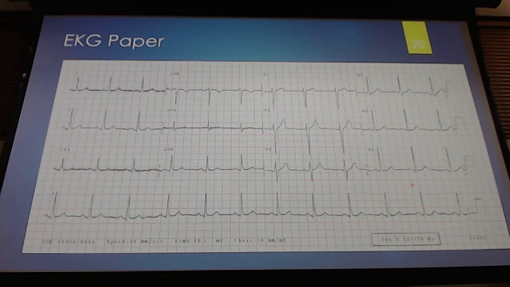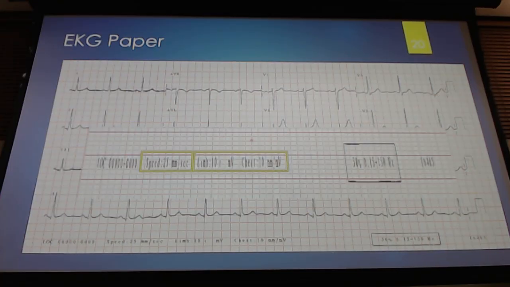At the bottom of your EKG paper, I'm going to blow this up for you. The bottom of that EKG paper is going to tell you what your speed is set to for that specific EKG machine. So if this one says 25 millimeters per second, great, because that's what we want. That's our standard EKG machine setup, and that's exactly what we want.